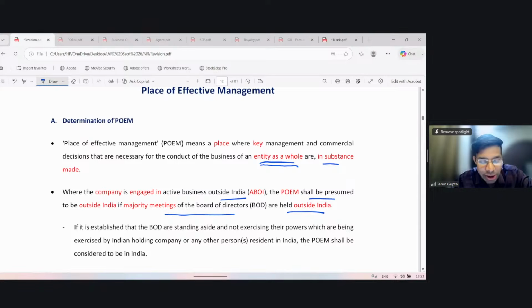However, if it is established that board of directors are standing aside and not exercising their powers, which are being exercised by the Indian holding company or any other person resident in India, the POEM shall be considered to be in India. So if it is proved on facts that board of director is not actually empowered to take the key commercial or management decision, or they are not actually taking the key management commercial decision, and such decisions are actually being taken by either the Indian holding company of the assessee or any other person who is located in India, who is resident in India, then the POEM shall be treated as being in India. Clear?